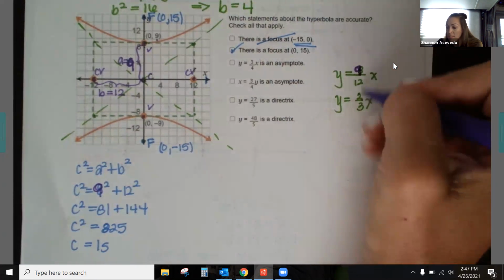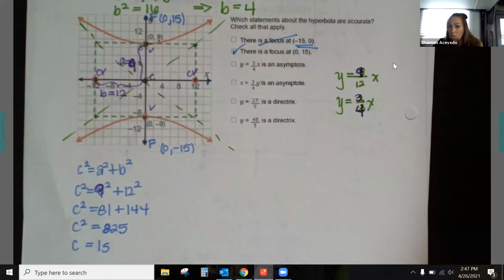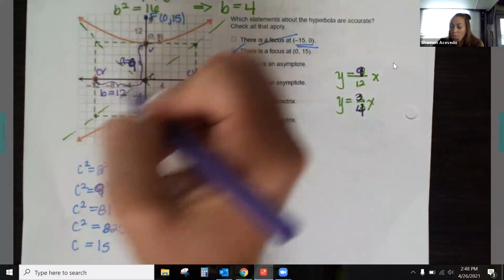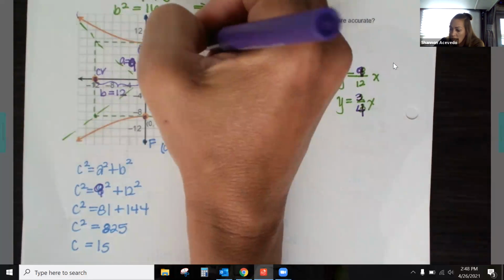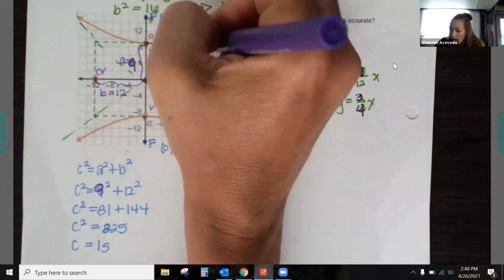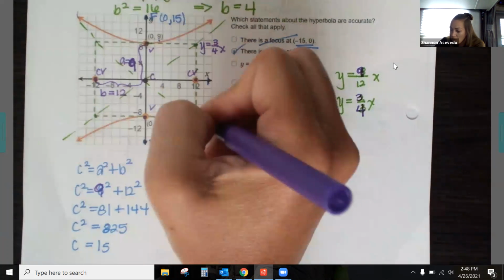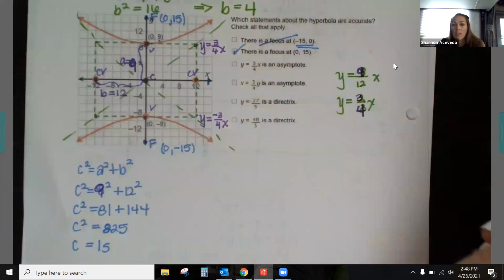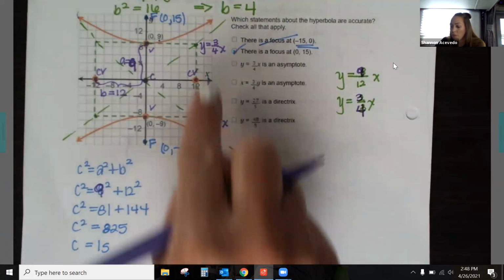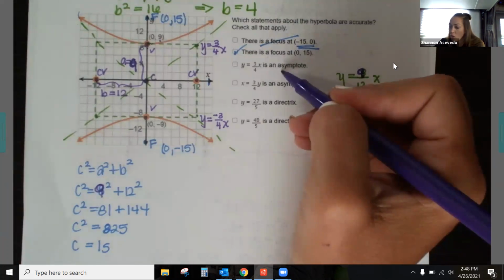So 9/12 simplifies to 3/4. It is a positive 3/4. This would be a negative 3/4. So this line is y equals 3/4 x. This line right here would be y equals negative 3/4 x. So two different equations. So the first one here, this is correct.